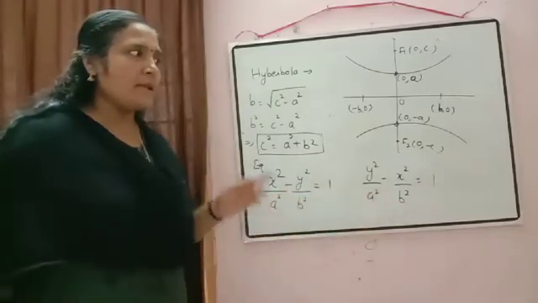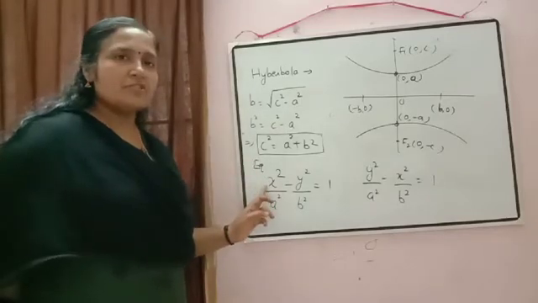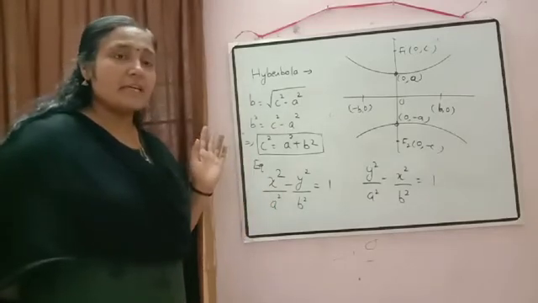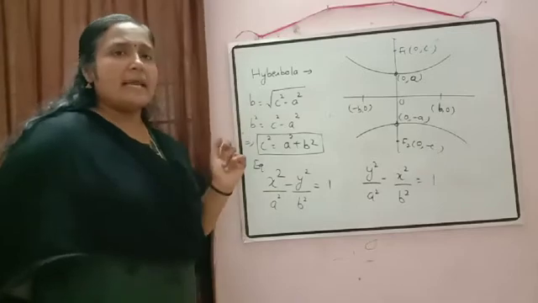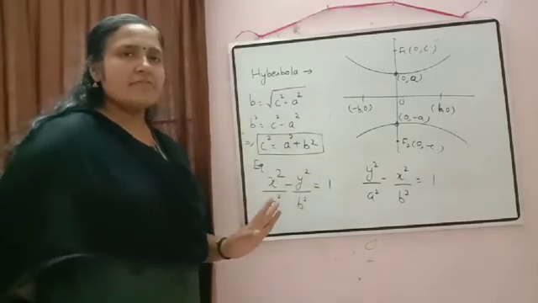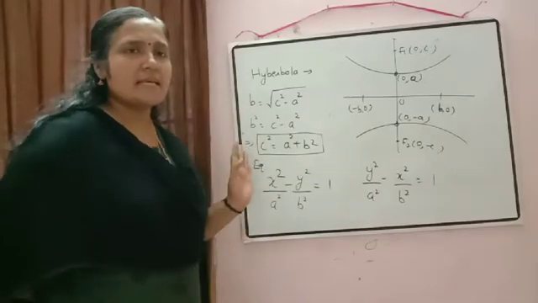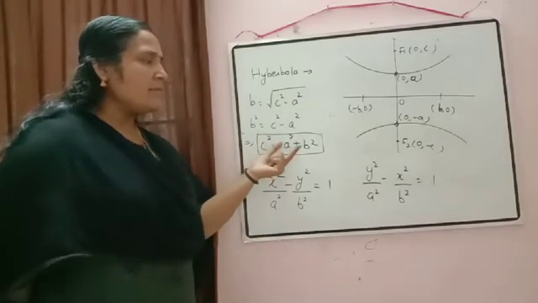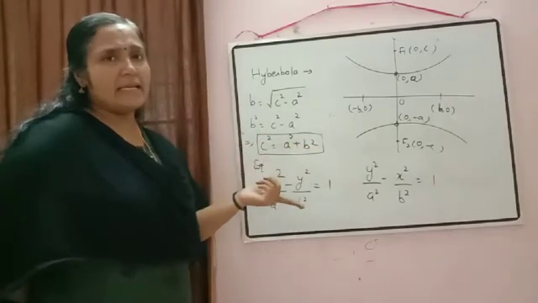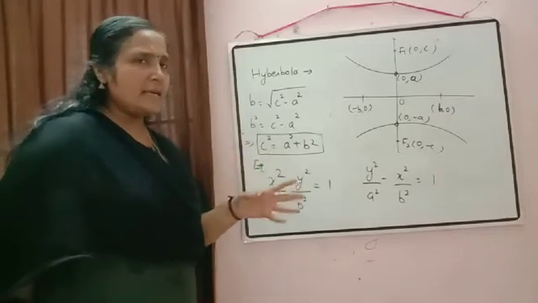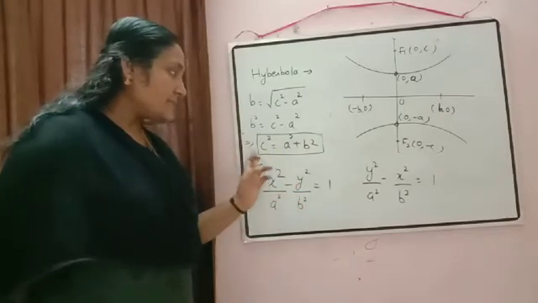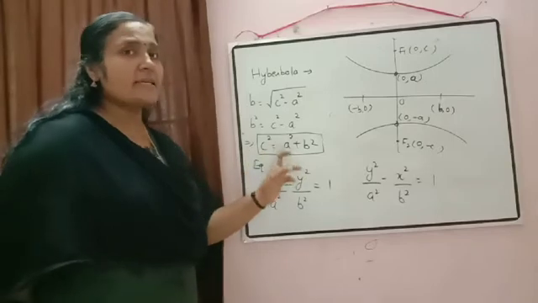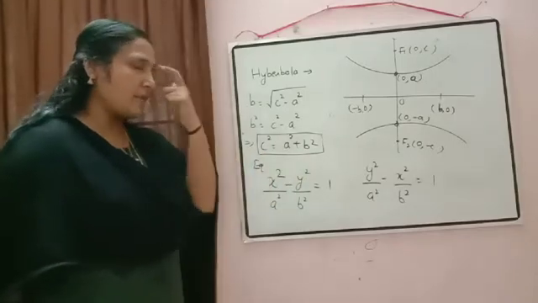So what will happen there? If x is written first, it means the transverse axis is along x-axis. If y is written first, it means the transverse axis is along y-axis. And since the formula is this one, we cannot say which one should be greater there. That's why anything can come there. So this is the relation there. c square is equal to a square plus b square.